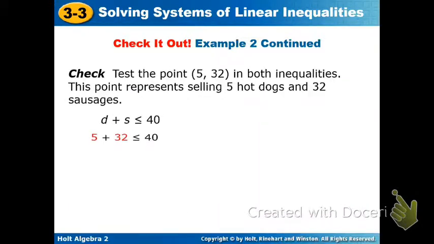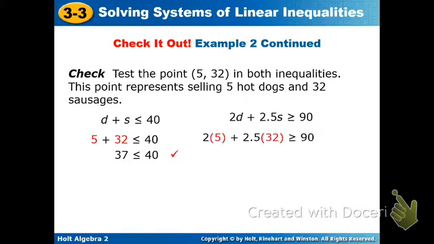So let's do a little check. We're going to test 5, 32, so that would be 5 hot dogs and 32 sausages. We check our first one, it works. We check our second one, and it works. Okay. So here are two examples of graphing our inequality word problems.